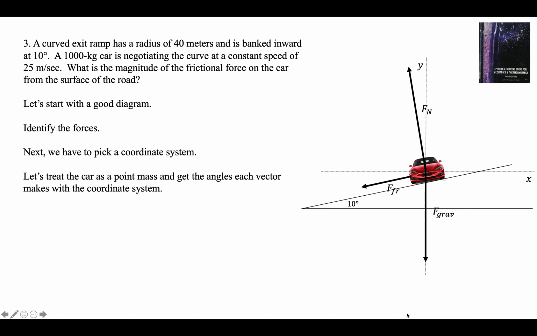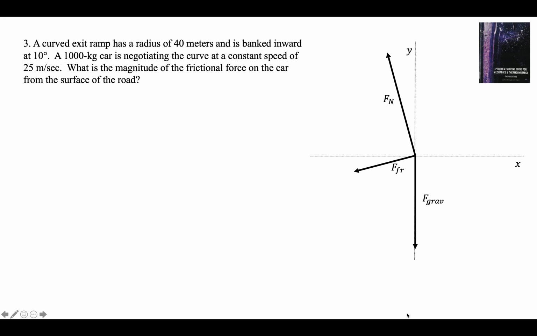There's our coordinate system. Now we're going to treat the car as a point mass and get the angles each vector makes with the coordinate system. We're going to get rid of the car. So that's what it looks like. The 10 degrees angles are here and here.